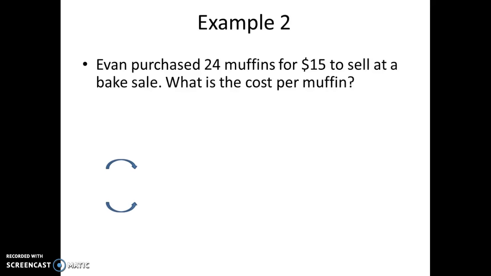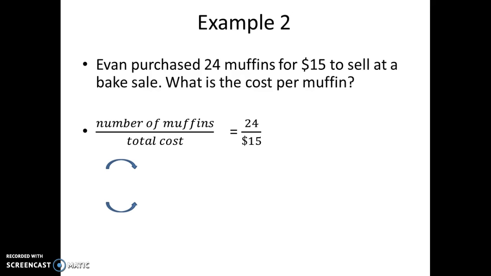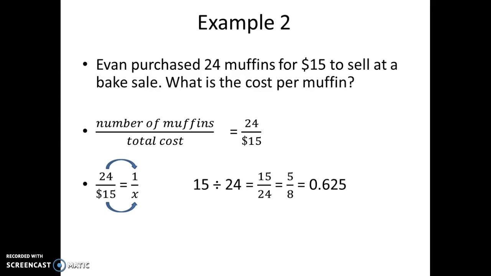So my second example is: Evan purchased 24 muffins for $15 to sell at a bake sale. What is the cost per muffin? If I think about this, I want the cost of one muffin. So if 24 costs 15, I know it's going to be less than $15, so I know that I'll be scaling down. I can think about my ratio of 24 to 15 with the number of muffins on top and cost on bottom, but we could also flip it and have the cost on top and the number of muffins on the bottom. So if I want the cost per muffin, I set up my ratio of 24 over 15 equals 1 over x. Then I realize that I'm dividing by 24.